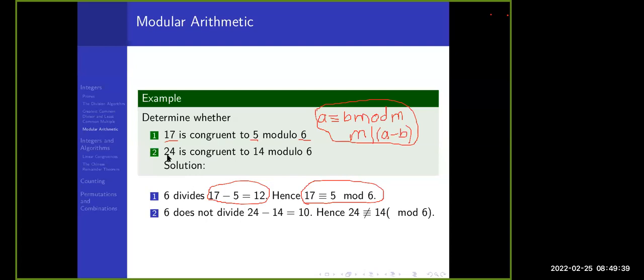So let's check the second one. We have 24 and 14. Is 24 congruent to 14 modulo 6? That is what we want to look at. Again, we do the same thing. Just get the difference between the two numbers, 24 and 14. The difference is 10, but 10 is not divisible by 6. So since 10 is not divisible by 6, we conclude that 24 is not congruent to 14 modulo 6. So that gives the definition of congruence.